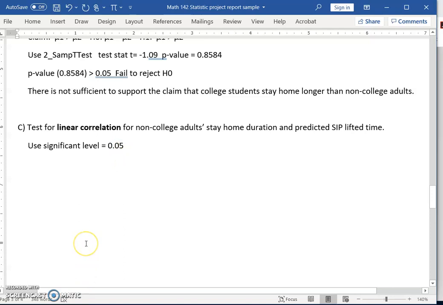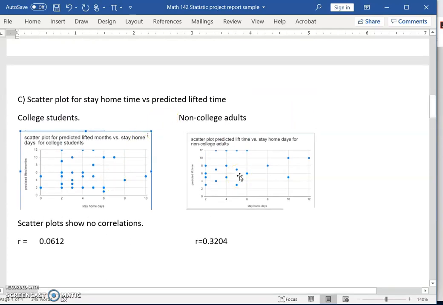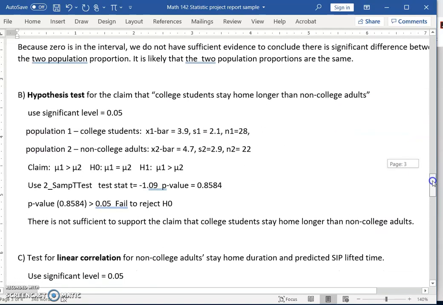The thing we want to do now is a test for linear correlation for non-college adult stay-home duration and predicted shelter-in-place lifted time. So look at the scatter plot that we have earlier. Both of them are pretty low in correlation. There is no particular pattern, and for college students it's almost close to 0, so there's no way there is a linear correlation. But for non-college adults, the matched-pair data seems to show a decent r, 0.3204. So let's do a linear regression test to see if there is actually linear correlation.